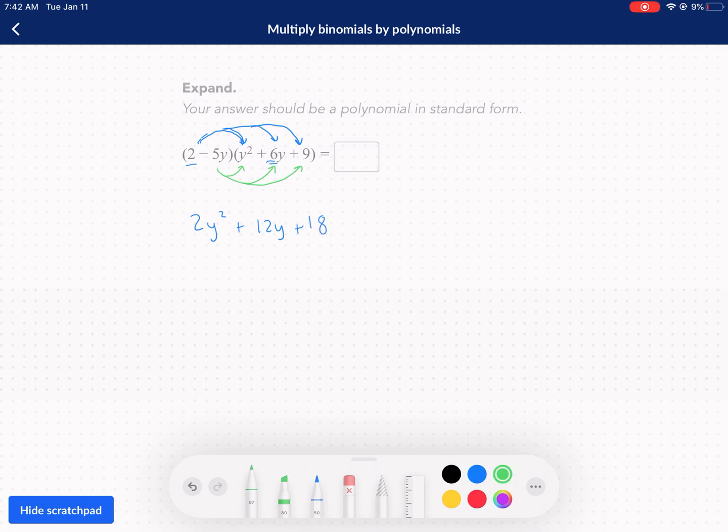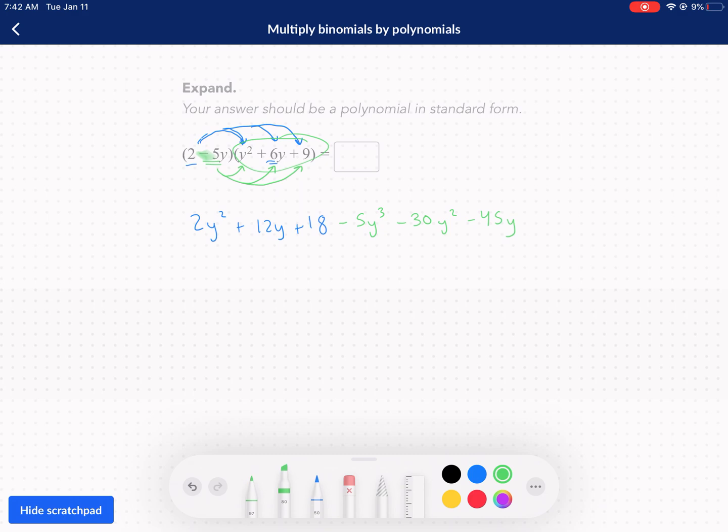And now we have the negative 5y. Since these are all positive, they're going to be negative because that negative 5y is negative. So you can see that negative sign. It's going to make these all negative. So we have a negative 5y cubed. That's the first one when I multiply by y squared. Then negative 30. That's 5 times 6 is 30, negative. And then I have y squared. And my last one is negative 45, because that's 5 times 9, negative, and then that y is at the end.